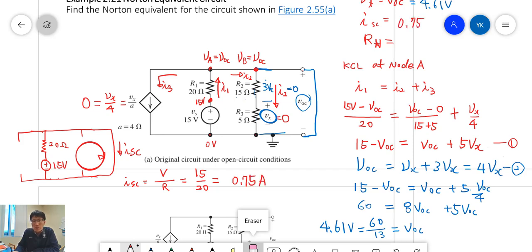That's the short circuit current. Now two values were found, so we can calculate the Thevenin resistance, V over I, 4.61 over 0.75. Let's do the calculation. 4.61 divided by 0.75 is 6.1 ohms. So now we got 6.1 ohms.